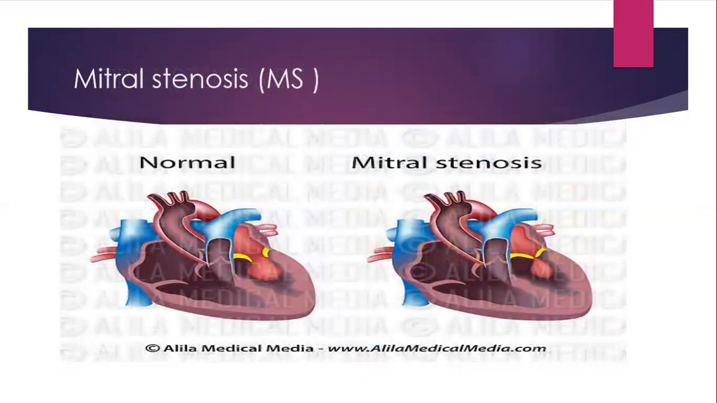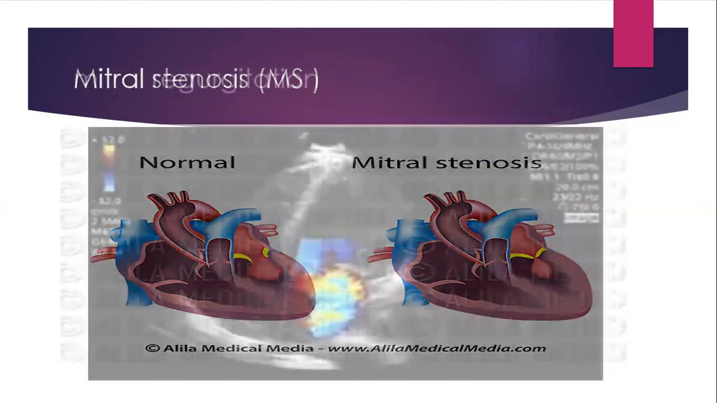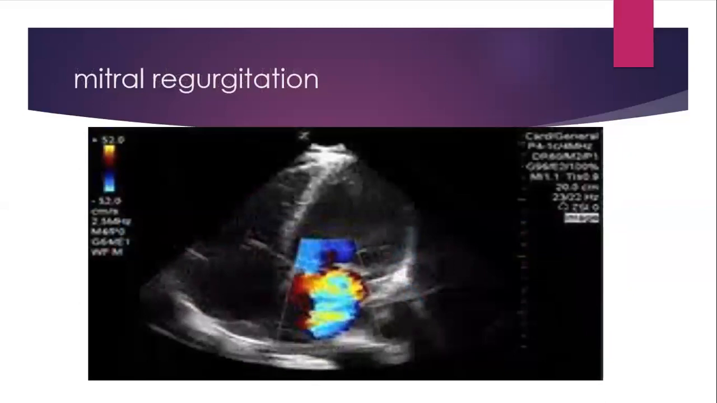So in mitral stenosis, you can see the normal heart, how it is, but in mitral stenosis, you can see that the yellow part here is stenosed. There is only a small amount of blood coming in. See here in mitral regurgitation, there is flow of blood backwards. When you use Doppler to check whether there is mitral regurgitation, you can see the blood is flowing back.